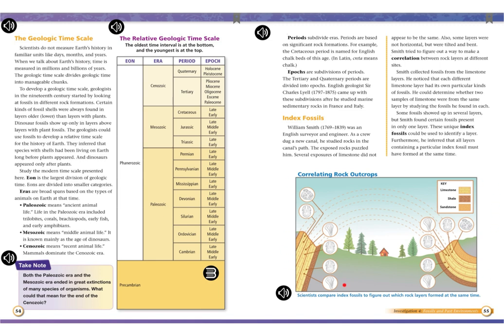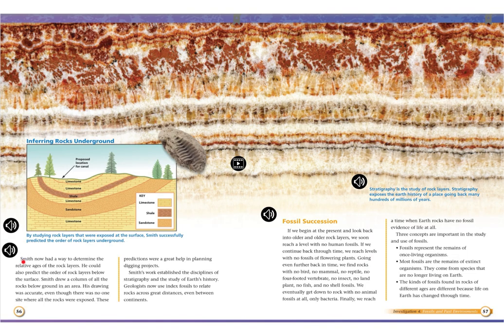Correlating rock outcrops. Scientists compare index fossils to figure out which rock layers formed at the same time. Smith now had a way to determine the relative ages of the rock layers. He could also predict the order of rock layers below the surface.